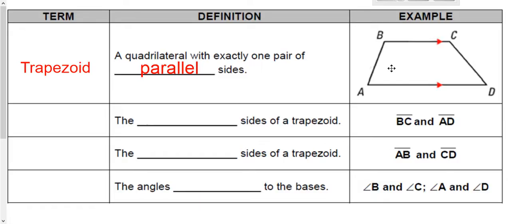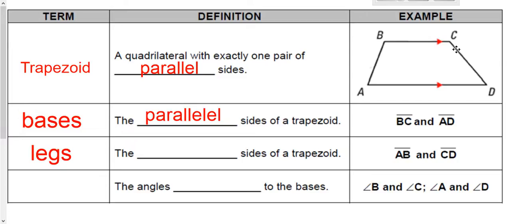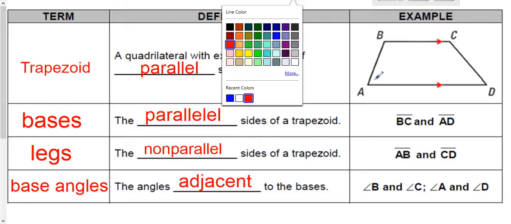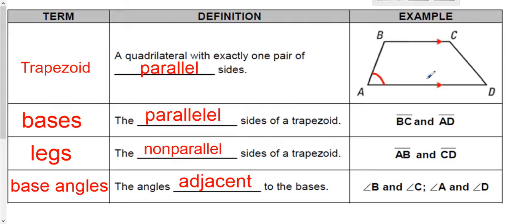Then some special names of some of the parts. The bases are the two sides that are parallel, BC and AD. The legs are the two that are not parallel to each other, AB and CD. And this one's a little goofy: the base angles, the angles adjacent to the bases. All the angles are actually base angles. If I color these red down here, these are the base angles for this base on the bottom, this base right here, AD.